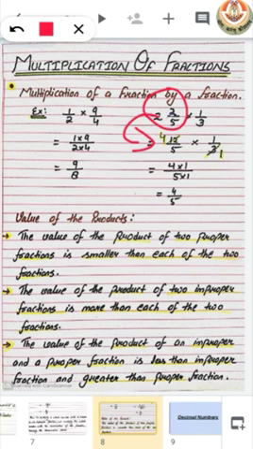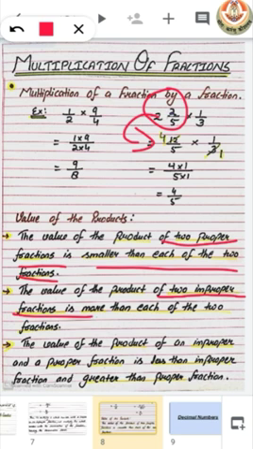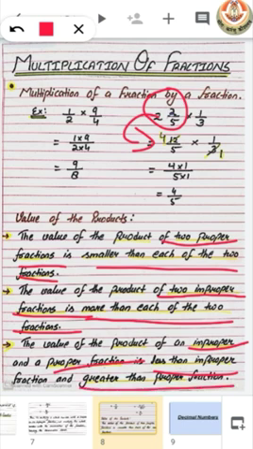Now there are three cases for the value of products. When we multiply two proper fractions, the answer is always smaller than each of the two fractions. Whereas when we multiply two improper fractions, the answer will always be more than each of the two fractions. Now what will happen if we multiply one improper fraction with a proper fraction? In that case, the answer is less than the improper fraction but greater than the proper fraction.